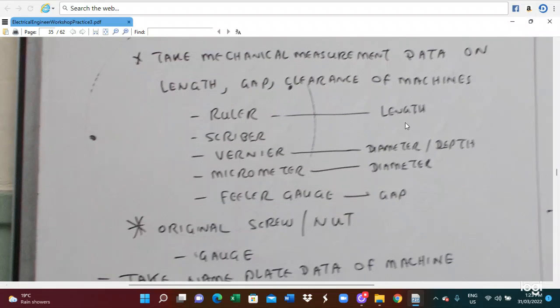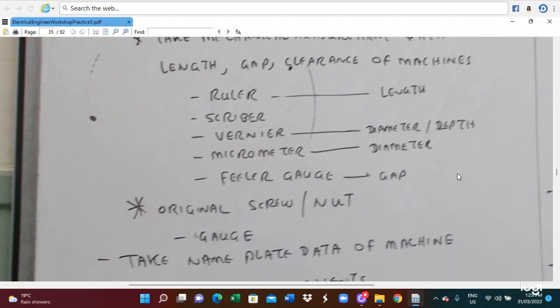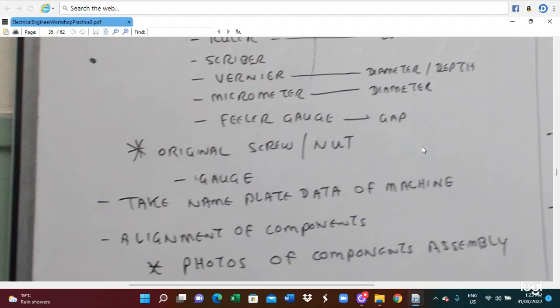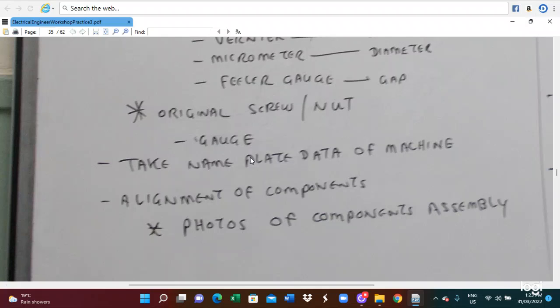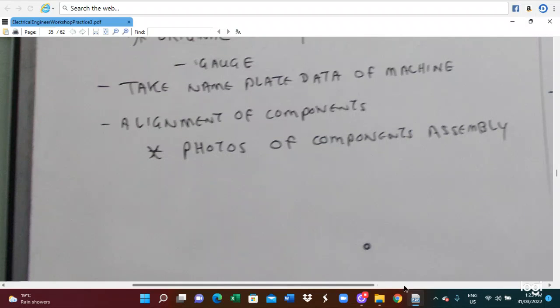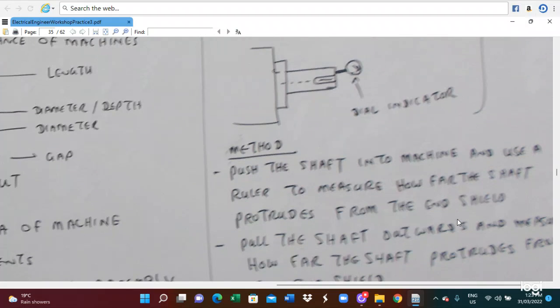So we use a ruler to measure the length. With the vernier we measure the diameter, with the micrometer we measure the diameter, and with the feeler gauge we measure the gap. The original screw and nut have to be taken care of. Also, take the nameplate data of the machine and the alignment of the component. Also, we have to take a photo of the component assembly. Those are the things before dismantling. Those things you have to take care of as data.